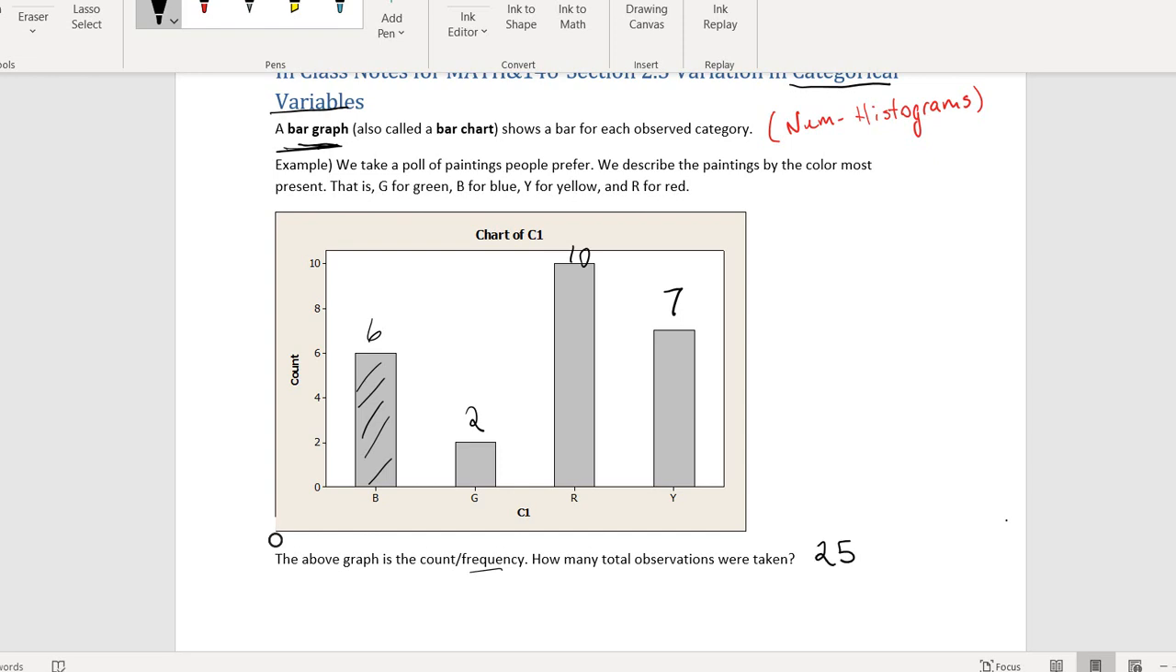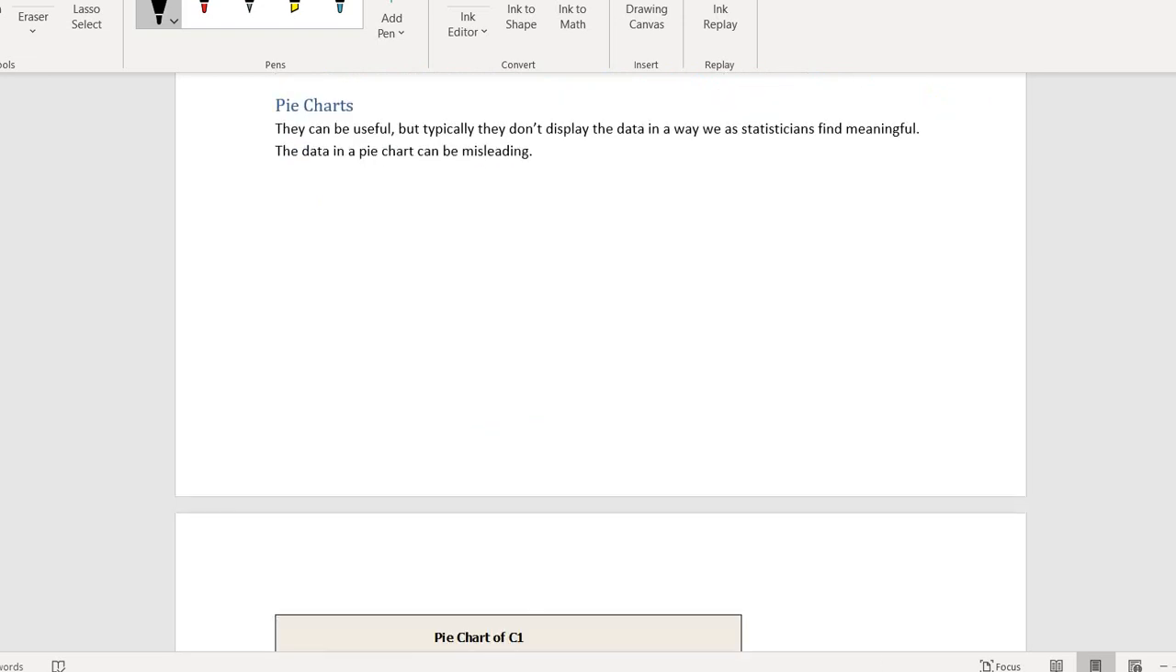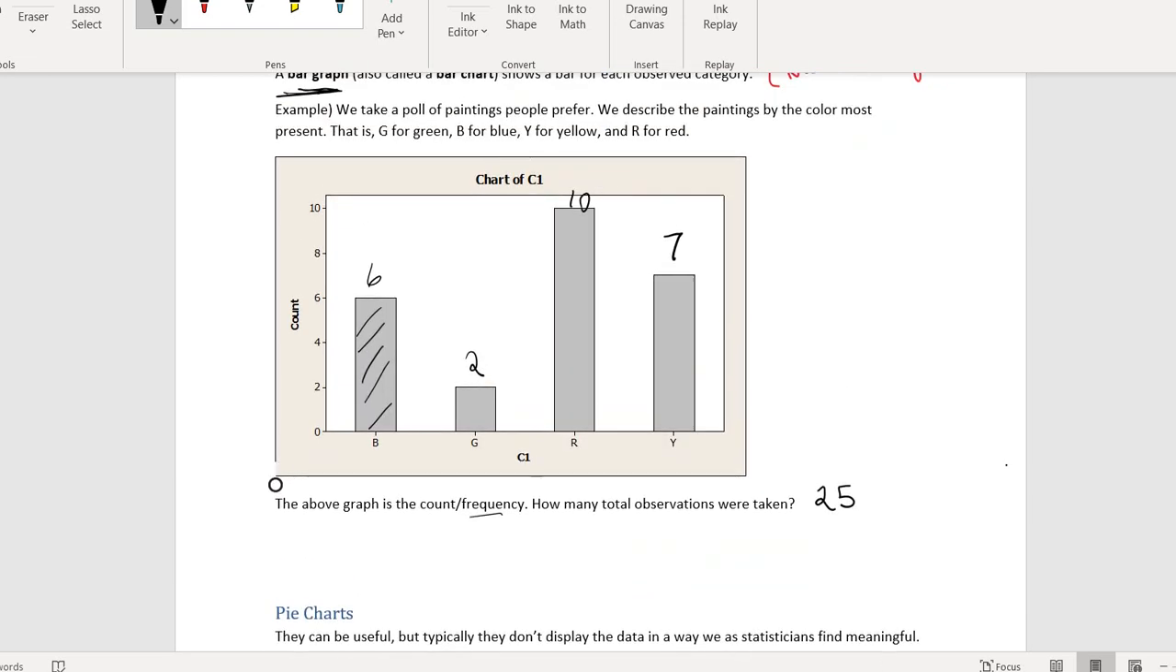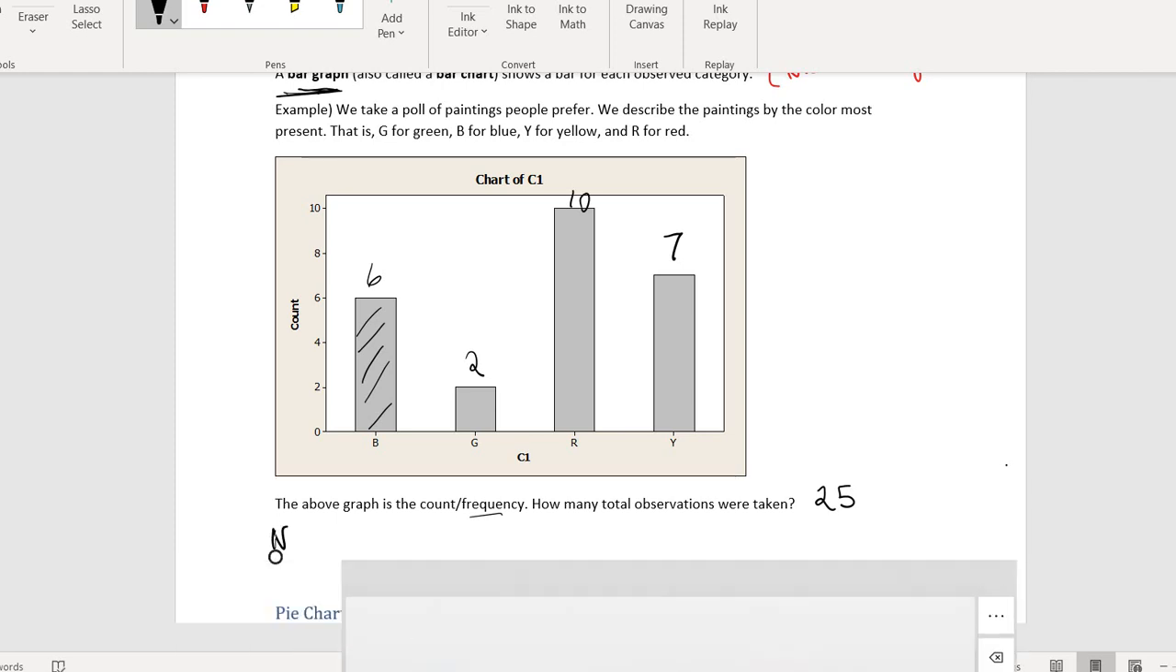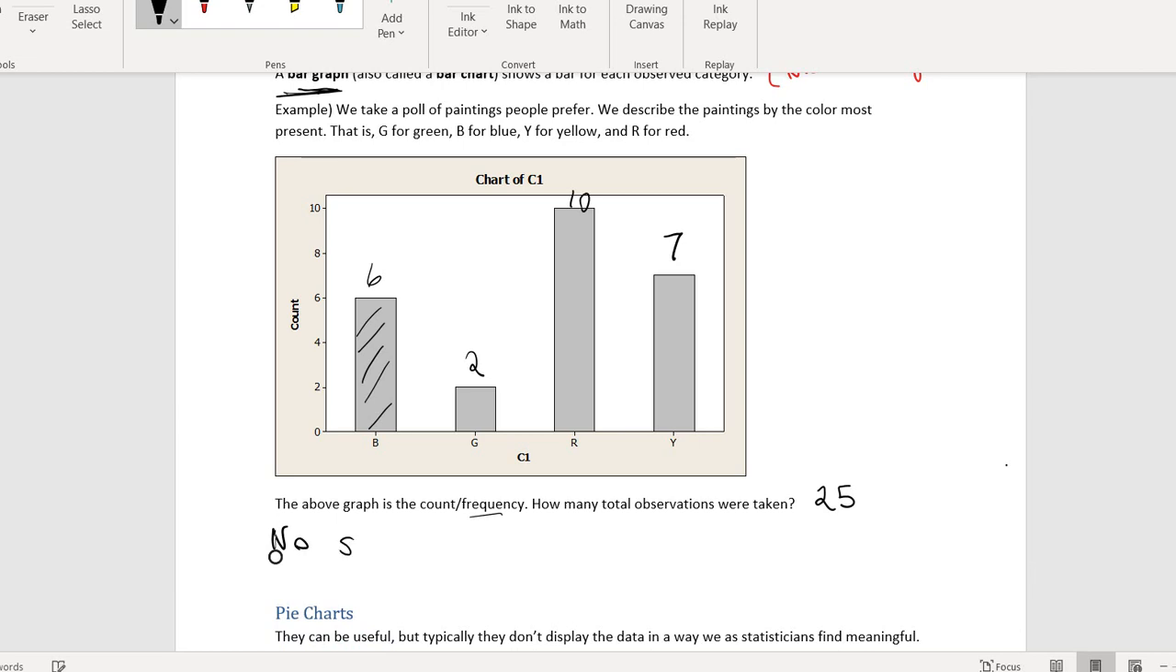Now, a key thing to notice here is that we can reorder these categories any way we want. So what we lose is that we can no longer talk about skewness. So no skew when it comes to bar graphs. And the other thing is that we have less ability to really talk about variation.